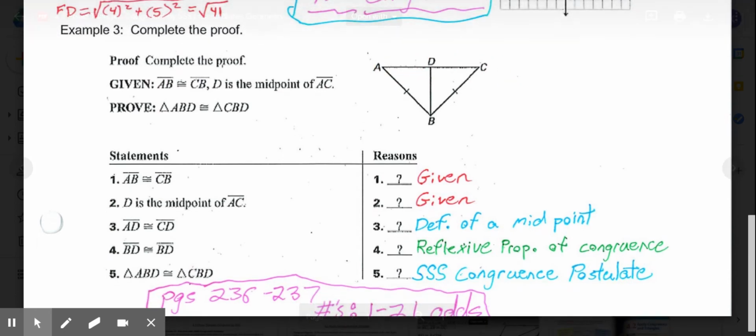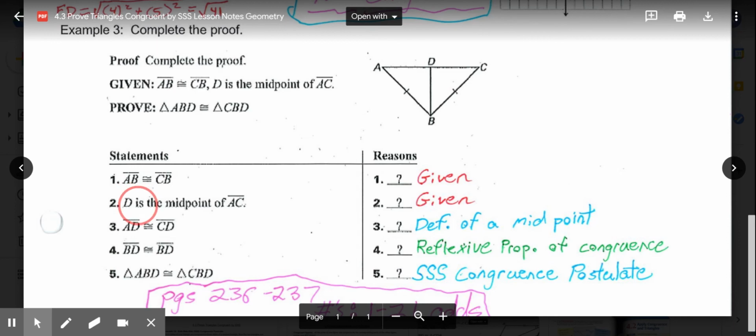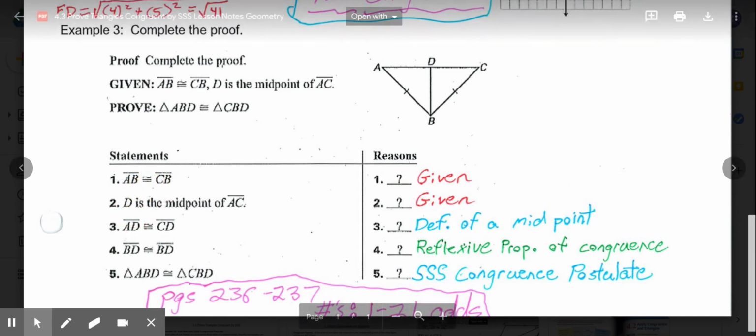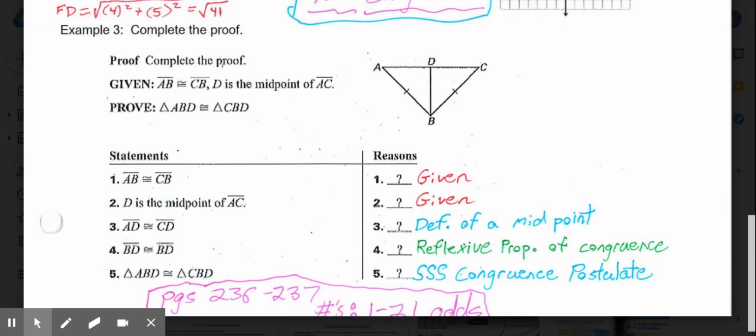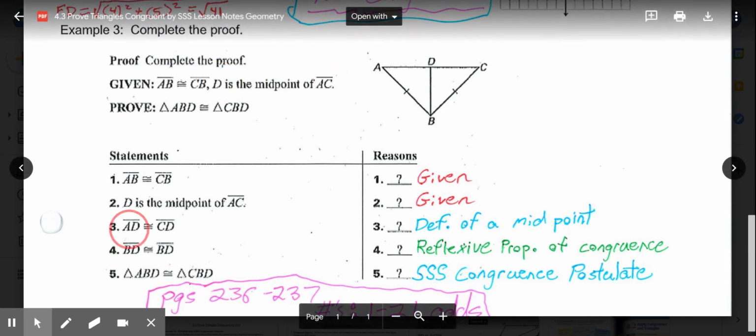So they started their statements by splitting the two parts of the given, which is fine. You could write it all as one. So reasons 1 and 2 are both given. That info came right from our given statement. And then they went on to say segment AD is congruent to CD. So AD here is congruent to CD here. How did they know that? And how were they able to say that? From this line right here.